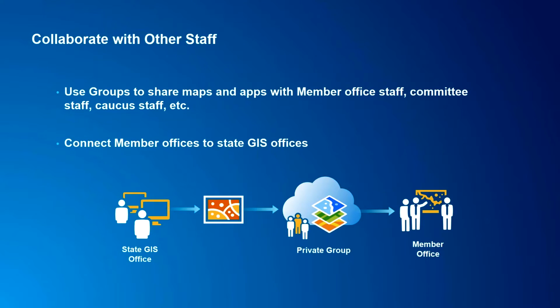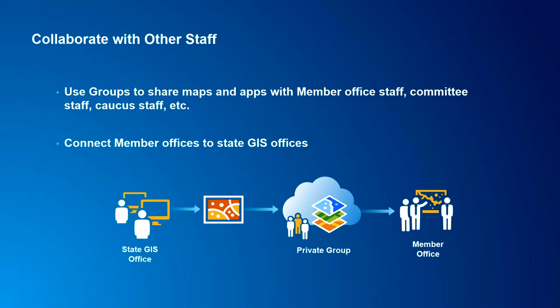The third way is collaborating with other staff. We can use the concept of groups within the GIS to share maps and mapping applications either with member office staff, committee staff, caucus staff, any of the groups that you naturally interact with in your role on Capitol Hill. We can use groups to help share information confidentially with those other staff without having to make it publicly accessible.